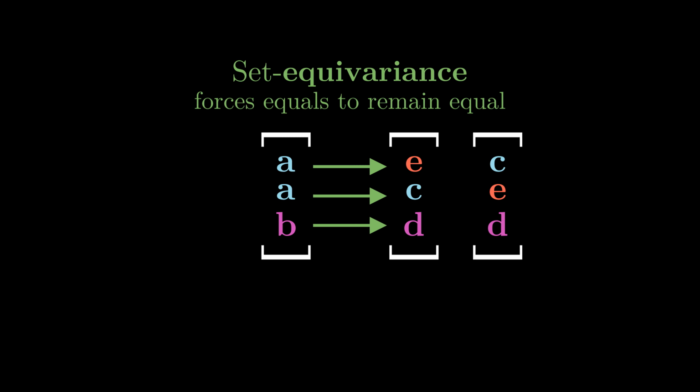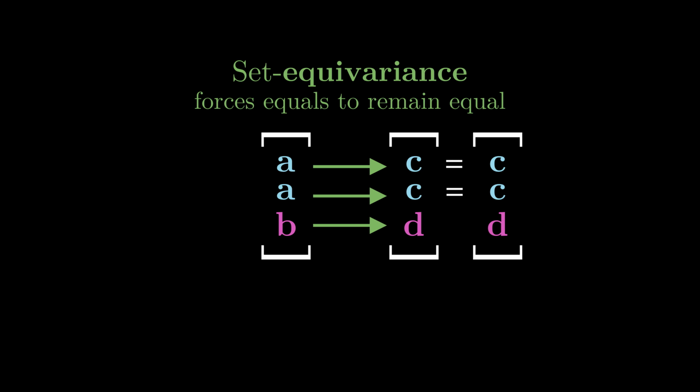Now, the input representation is still exactly the same as before, we just swapped two A's. Therefore, the output must also still be the same. So we have that ECD is equal to CED, so C and E must be the same. In other words, a set-equivariant function must map two equal elements in the input to two equal elements in the output. There's no way around that.